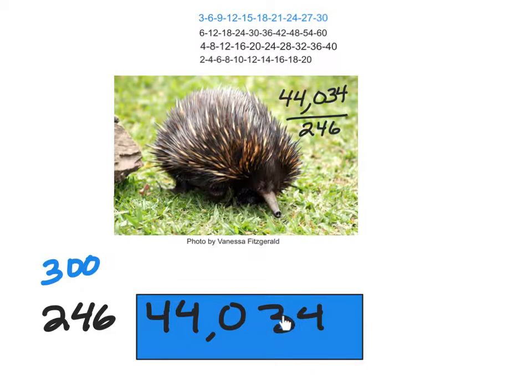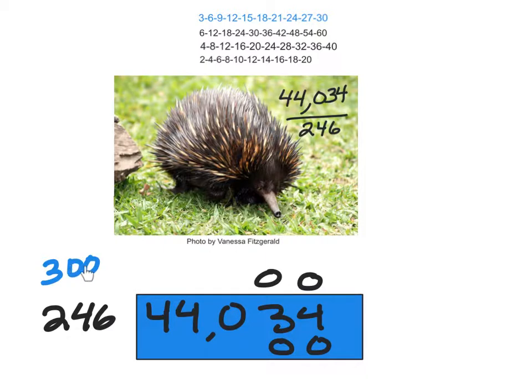So I need a place value holder for these two digits here, for the 3 and the 4. So I'm going to put a 0 above each of those. So I've got a 0 here and a 0 here, and that means that 0 times 246 is going to give me 0 here, and 0 times 246 will give me another 0 right there. And now I'm clearly just working with the 440.